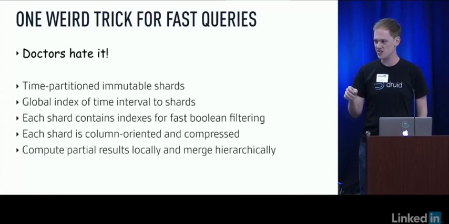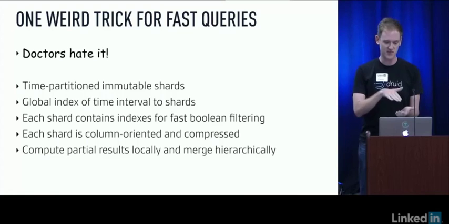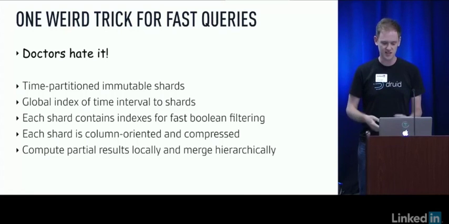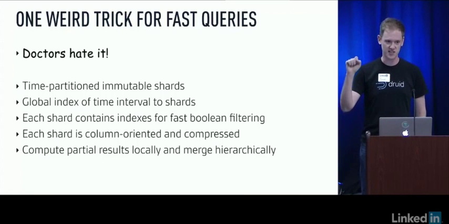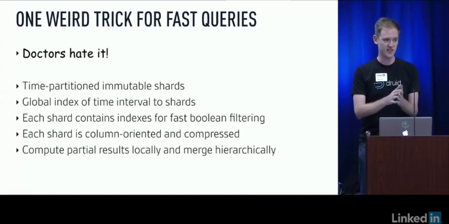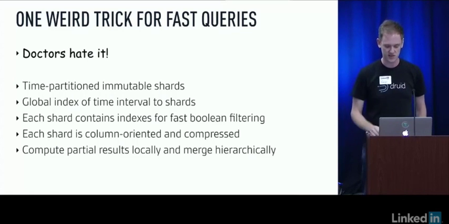So the whole idea in Druid is to use the time range of your query and the filter on your query to get to the appropriate rows as fast as possible and then scan them as fast as possible. Then partial results are computed locally on compute nodes and merged hierarchically. So one compute node may be computing results for 1,000 segments, and it'll merge those, and then the entire query may have results from 100 compute nodes, and then those will be merged by a higher level node.